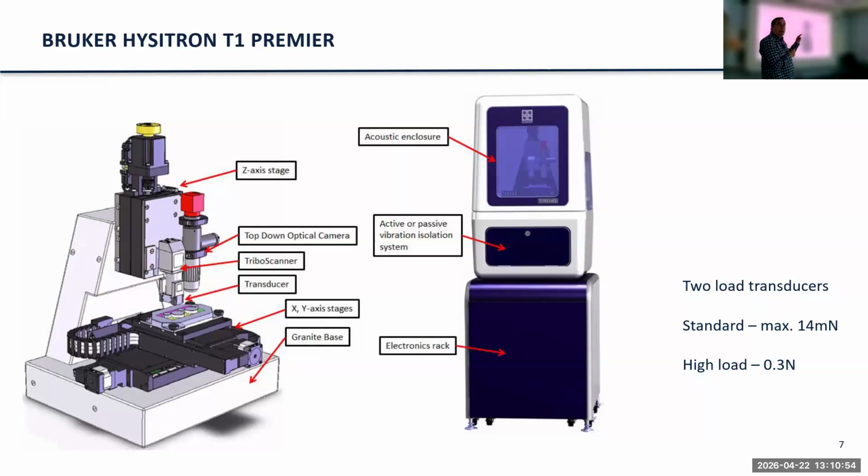In our systems we have two different load transducers. The standard one has a maximum load of 14 millinewtons, so very, very tiny loads, right? And the larger one goes up to 0.3 newtons. This is the system, and then there's a whole bunch of electronics in the bottom for controls.